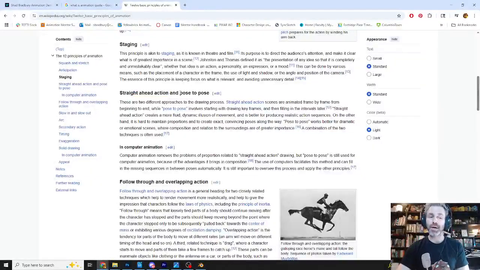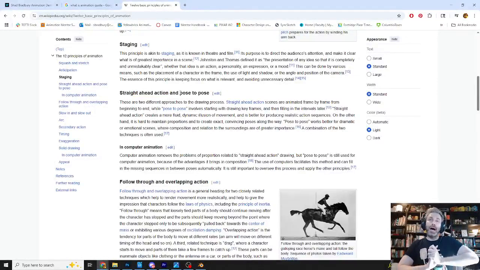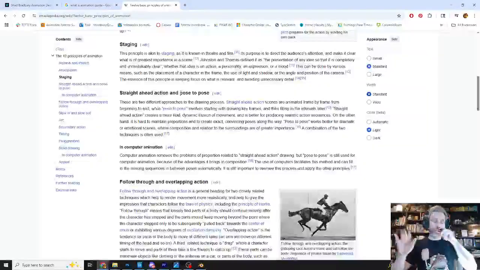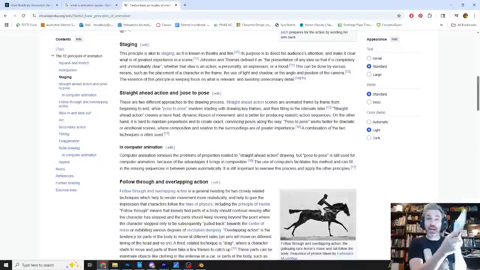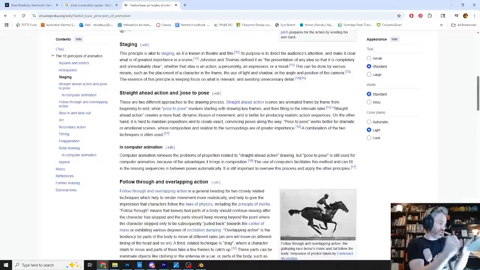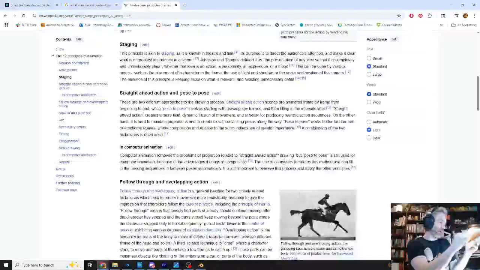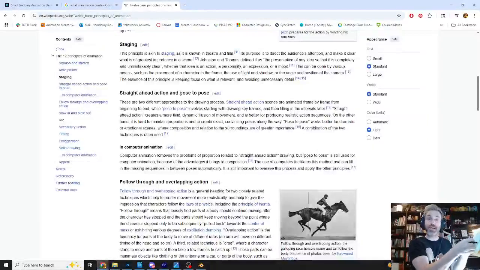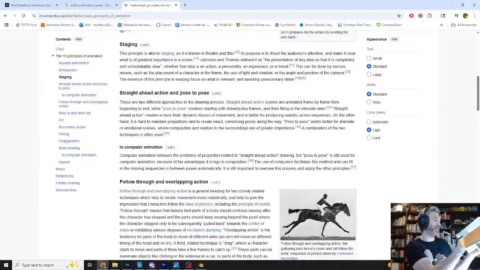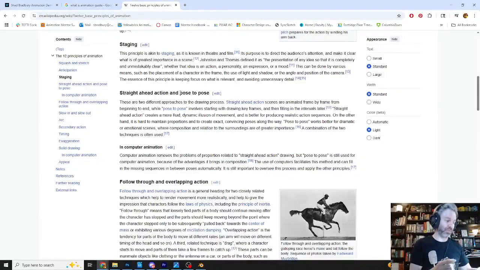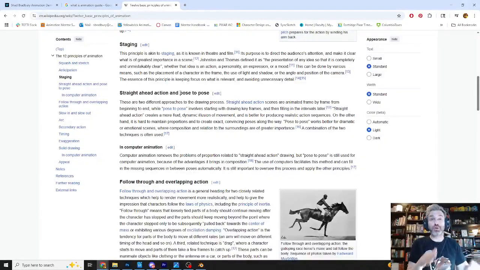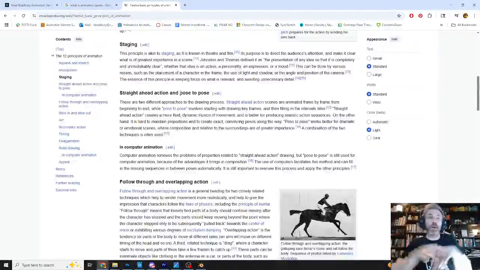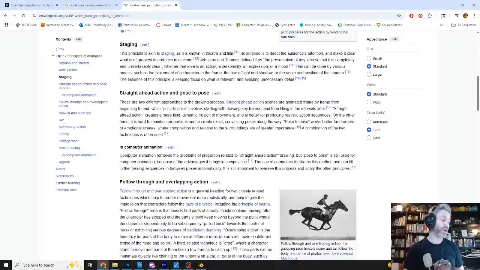The general idea behind straight ahead action and pose to pose is that straight ahead action, you've all probably done it. So straight ahead action is where you take a notebook like this and you draw a little stick figure on the bottom, and then you go to the next page and you draw a stick figure on the next page, and then the next page and the next page, and you flip it and see the movement. That's straight ahead, meaning you start on the first frame, second frame, third frame, fourth frame, and go from there.